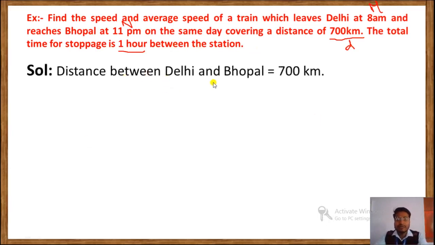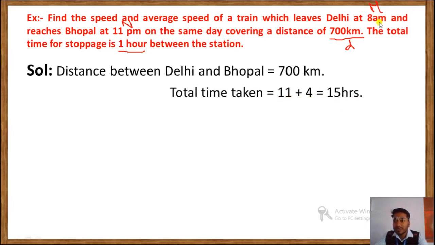So the distance between Delhi and Bhopal we have 700, and total time taken 11 plus 4 equals 15 hours. Here you can see it started at 8 am, which is morning, and reaches at 11 pm. 8 to 12 this side is 4 hours.